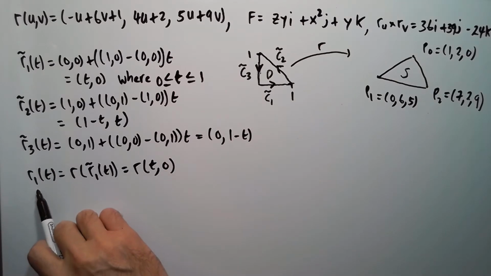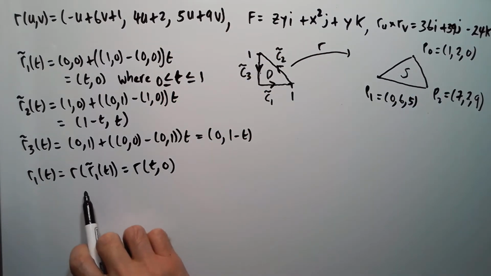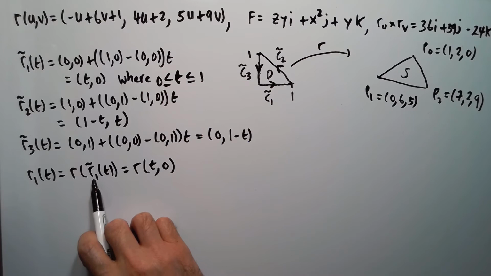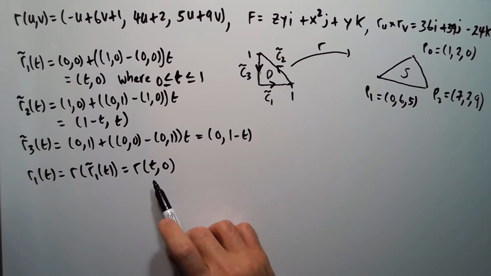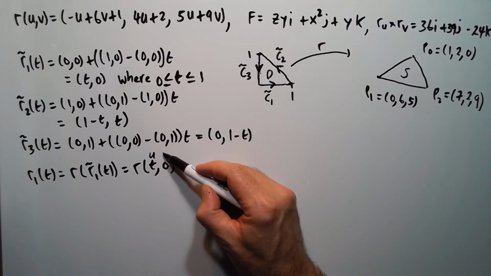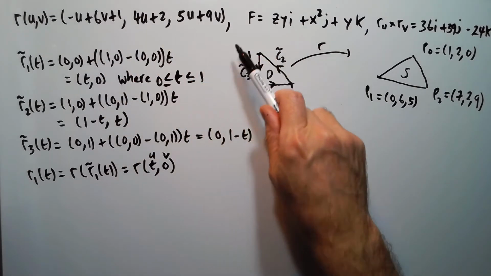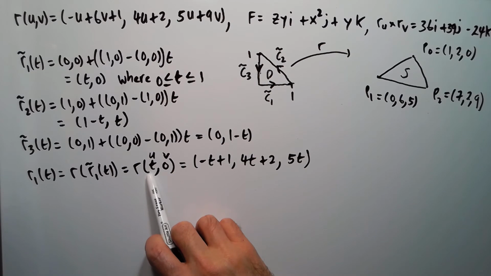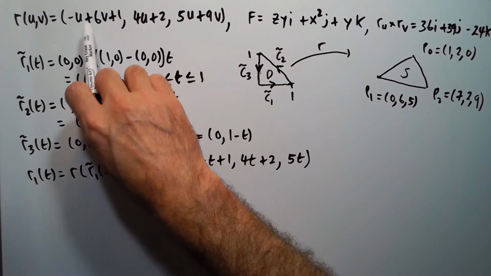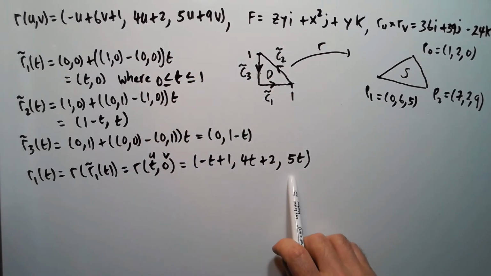Okay, so I'm going to define my R1 of t to be R, which again R is this guy up here, the parameterization of the surface, composed with R1 tilde of t. R1 tilde is (t, 0), so it's going to be R of (t, 0). So that's my u, and my v is 0. So put u equal to t up here, and put v equal to 0, and let's work it out. So t in place of u up here, and 0 in place of v, so it'd be minus t plus 1. Then do the same on those other ones, it'd be 4t plus 2, and then 5t here.